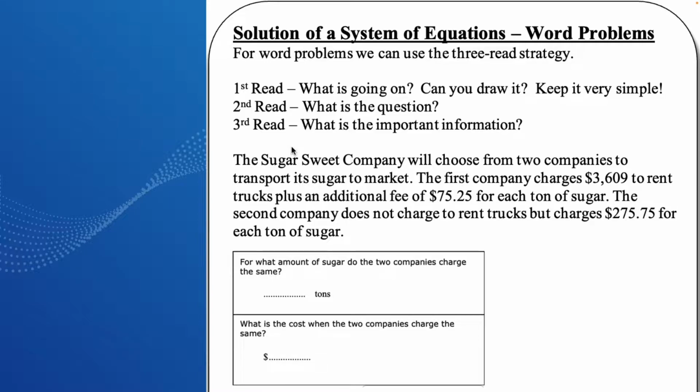So first, we're going to read the whole problem, and then we're going to think about what's going on. Can I draw it? Keep this very simple. So first, let's go ahead and read it. Down here we have the Sugar Sweet Company will choose from 2 companies to transport its sugar to market.